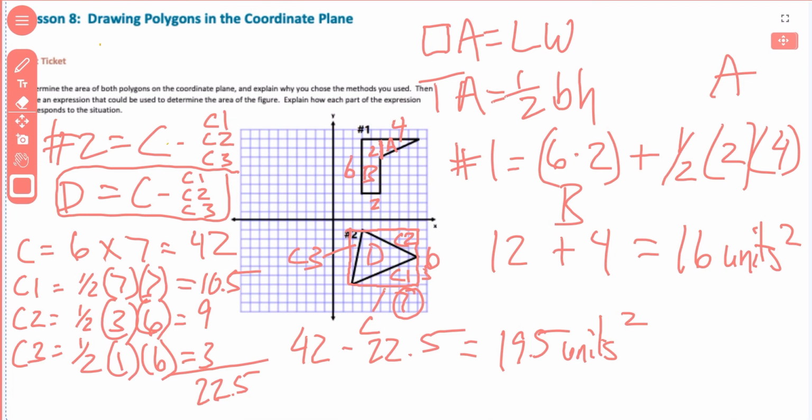Now, anybody got any questions on that? We took 42, we subtracted all of these, C1, C2, and C3. So either you could add all those up and subtract it, or you could just subtract each one. You could say 42 minus 10 and a half, minus 9, minus 3, and that will give you 19 and a half units. Everybody understand? There's a lot of different parts, a lot of moving parts here. All right.